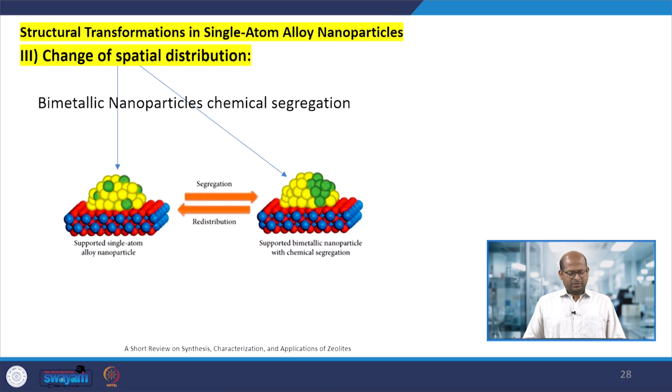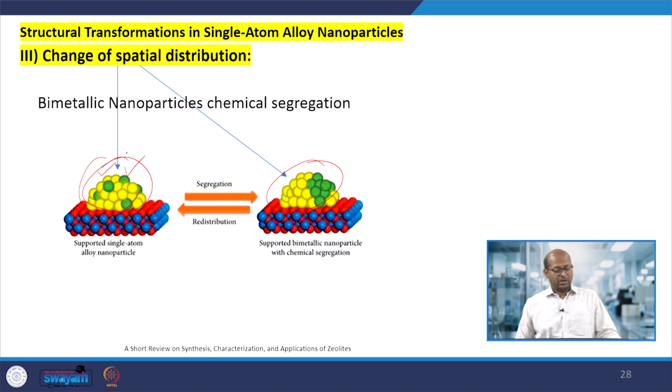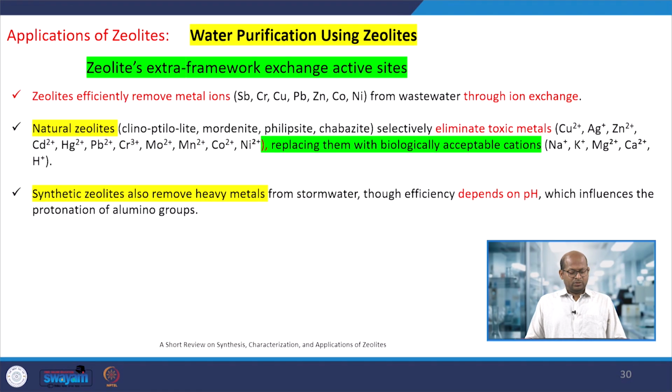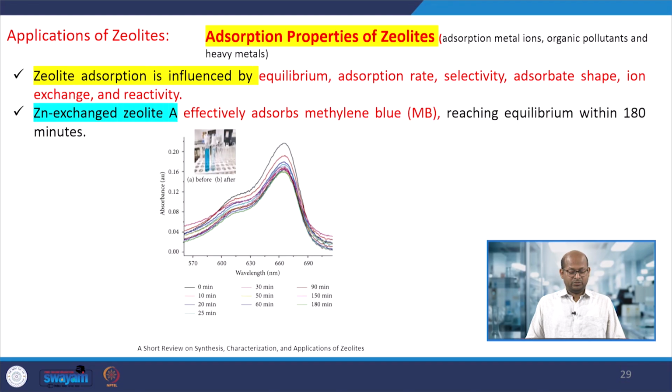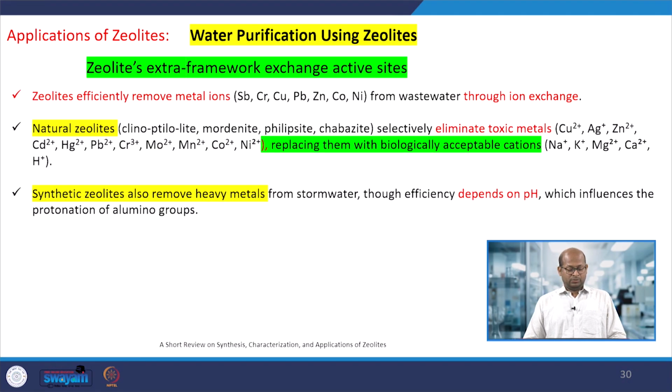Okay. Here are different structures and spatial distributions of the metals or metal oxides that we have taken in the zeolites. They may be distributed this way, or in a segregated way, or redistributed, with different green and yellow metal atoms distributed like this. Also for water purification, these materials can be used in wastewaters, where various metal ions, organic pollutants and heavy metals are present. Zeolites can be used to separate those heavy metals, organic pollutants or metal ions present in wastewaters. So these are the various applications.